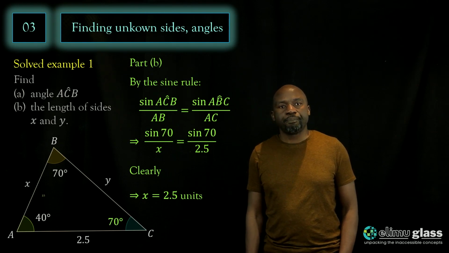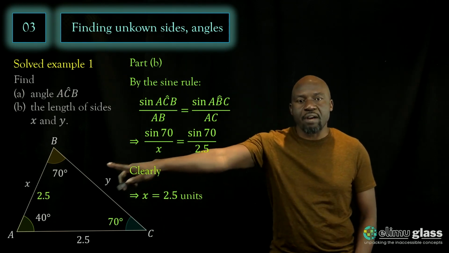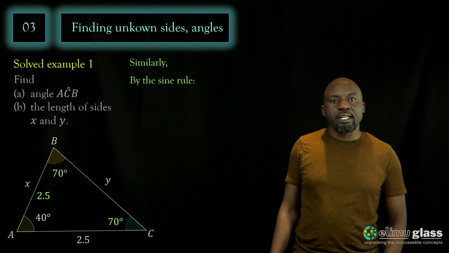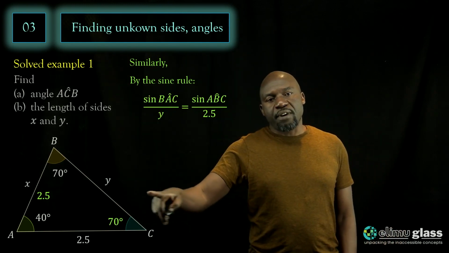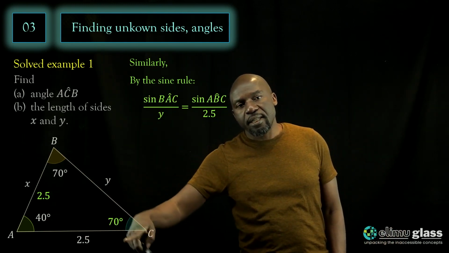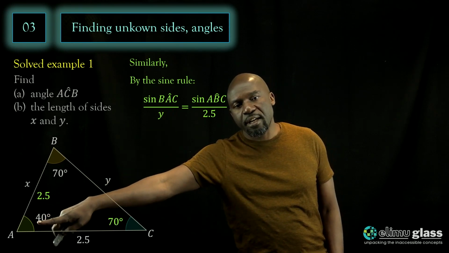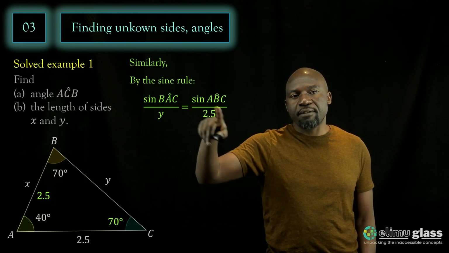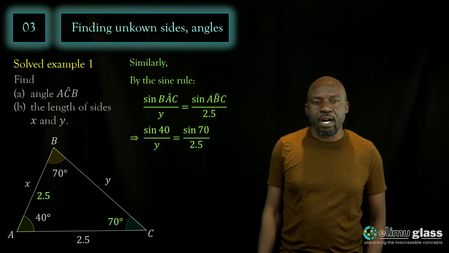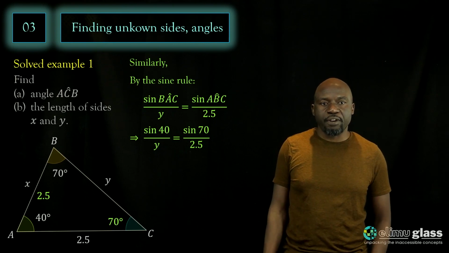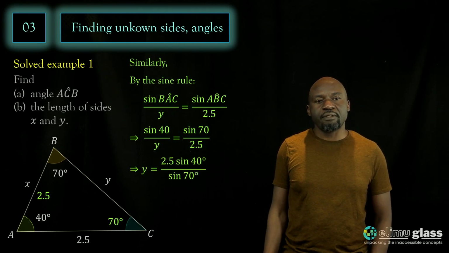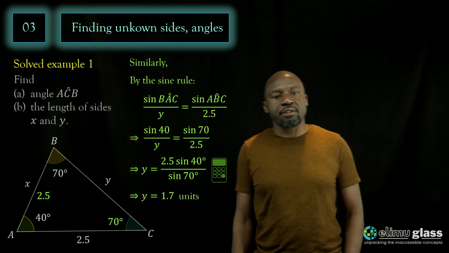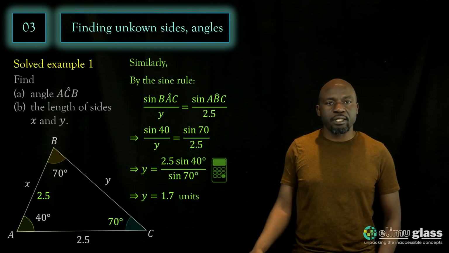What about y? So we now know that is 2.5. The angle is 70 there. Now what about y? Similarly, by the sine rule, we can find y now. Sine BAC, that means sine of 40 over y must be sine ABC over 2.5. So sine 40 over y must be sine 70 over 2.5. If we rearrange that formula and use a calculator, we get y to be 1.7 units, centimeters, meters, whatever it is.